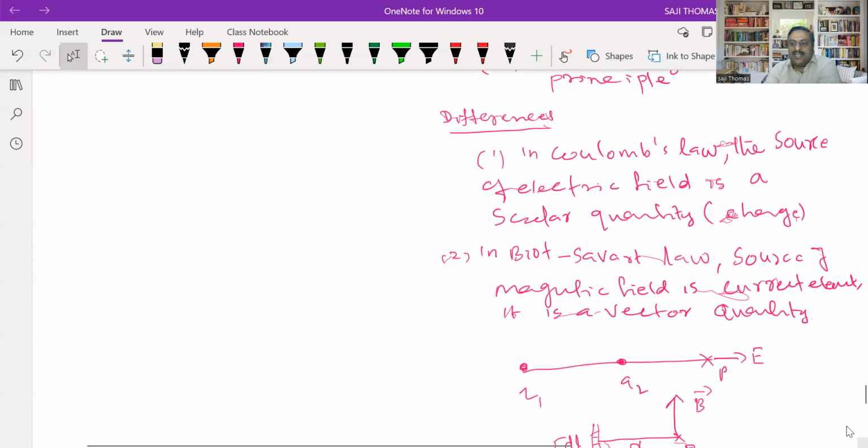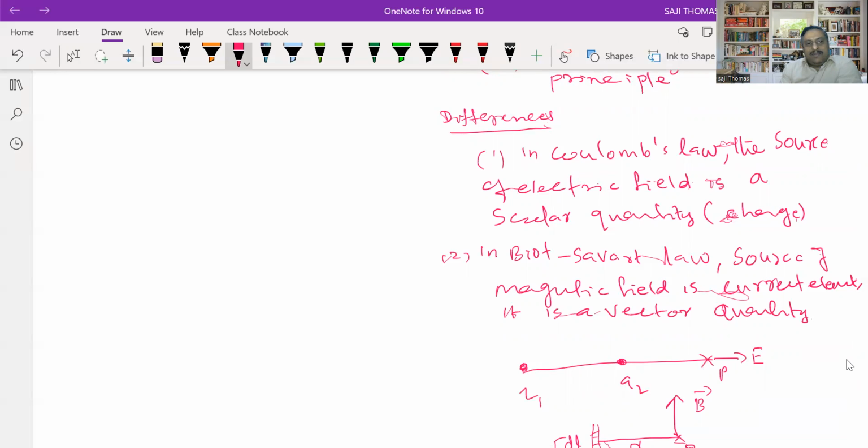Then the third difference is electric field is along the line joining the charge and the point under consideration. But magnetic field is perpendicular to the current element and the line joining the current element and the point under consideration. And you have to remember one more important point.